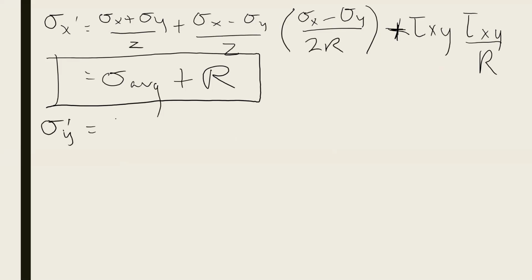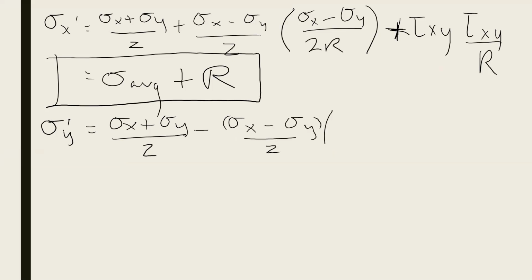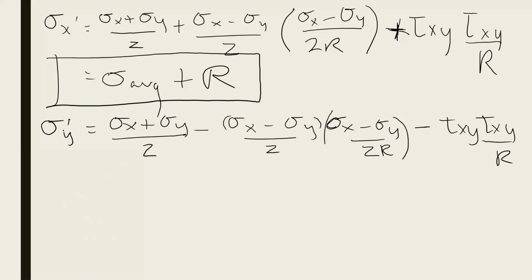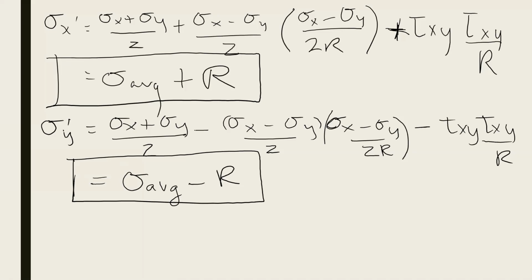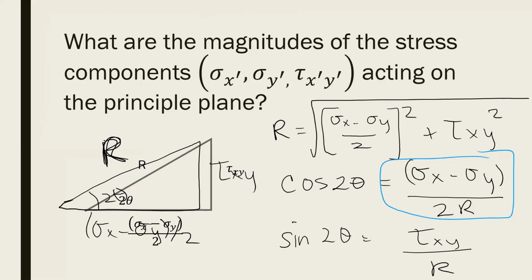Sigma y prime is sigma x plus sigma y over 2 minus sigma x minus sigma y over 2. Now this is times the cosine of 2 theta. So sigma x minus sigma y over 2r minus tau xy over r. What do I have here? Average plus R or minus R. Yes, thank you. I have the average minus R. So some pretty slick equations. All that complicated stuff just becomes our average stress plus or minus this thing we call R, which is a function of our 3 stress components.